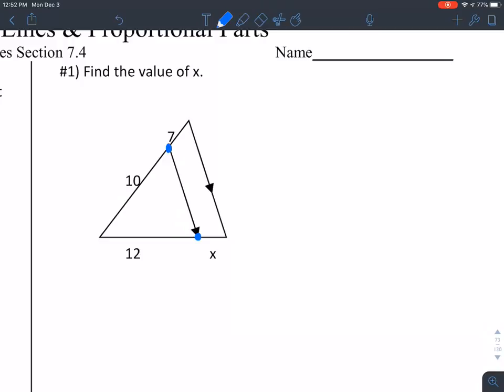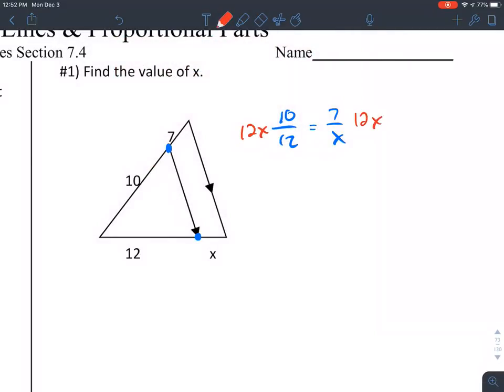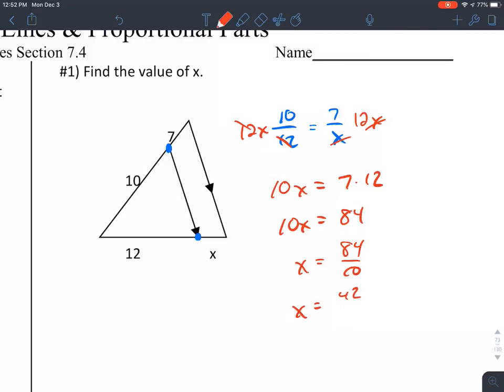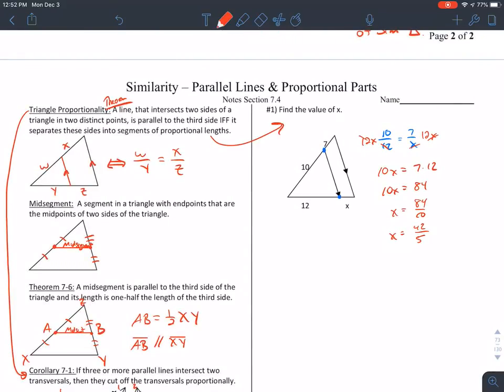That means I can write a proportion: 10 is to 12 as 7 is to x. Then to solve this, I'm going to multiply both sides of the equation by 12x. On the left, the 12's cancel. On the right, the x's cancel. Gives me 10 times x equals 7 times 12. So 10x is 84. Then I can divide both sides by 10. Get 84 over 10. I can divide those both by 2 and get 42 over 5. So x is 42 over 5. That is a direct example of the triangle proportionality theorem.